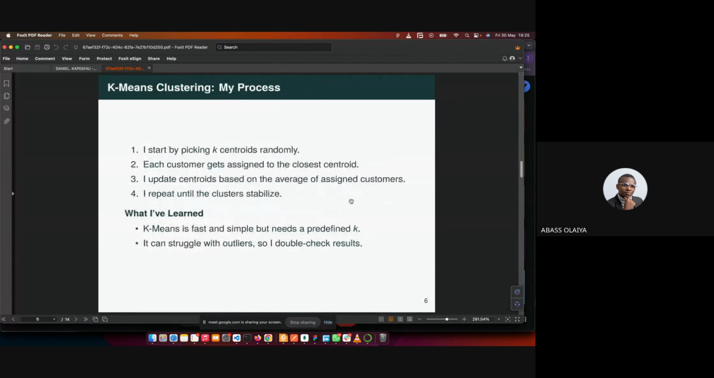So let's move to K-means clustering now. For K-means clustering, as I told you the other time, you are going to pick a centroid, like that's the K number of clusters that you want. You pick it randomly. You can say I want 5, I want 3, I want 2. Then each customer gets assigned to the closest centroid.